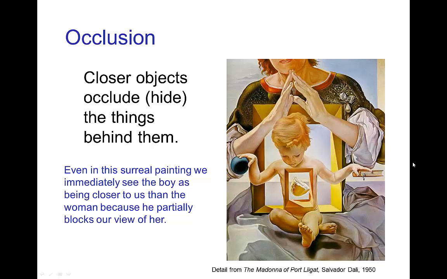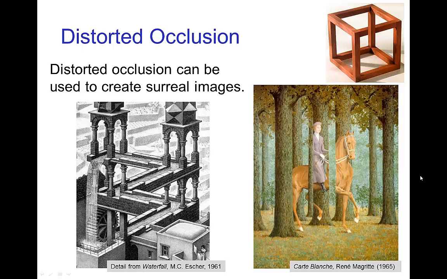Now, the very simplest visual cue is occlusion, and that's simply the fact that when we have two objects, the object that's closer to us will hide parts of an object that is behind it. So we see that in this painting. The boy is in front of the woman, and we know that because his body blocks part of our view of her. Now, it's possible to manipulate and distort occlusion, but it's such a strong visual cue for depth that whenever we have an image that distorts it, it can feel strange, somewhat surreal, dreamy.